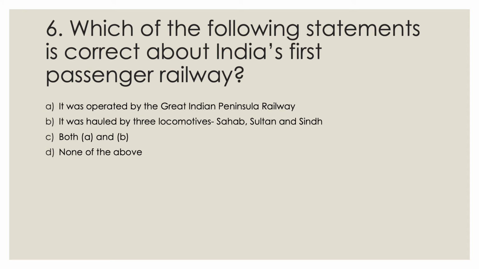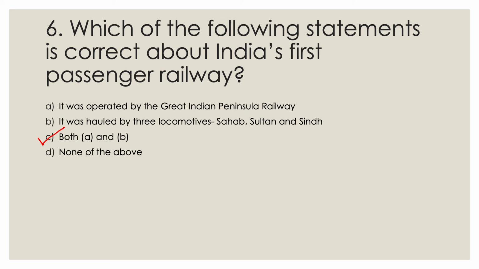The sixth question: which of the following statements is correct about India's first passenger railway? We have spoken about the development of railways in one of the previous lessons, so you can always go back to it to revise. Your options here were: A, it was operated by the Great Indian Peninsula Railway. B, it was hauled by three locomotives, that is Sahab, Sultan and Sindh. Then C, both A and B, and D, none of the above is correct. The right answer here is C.